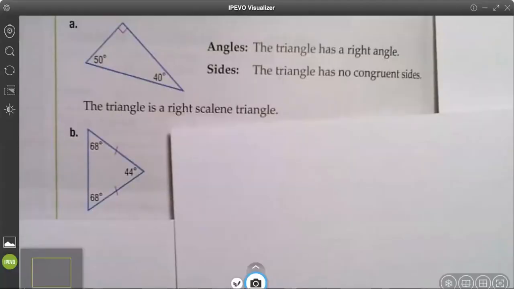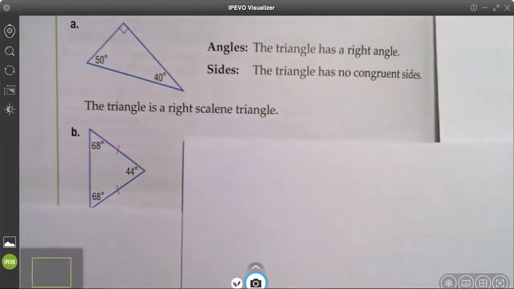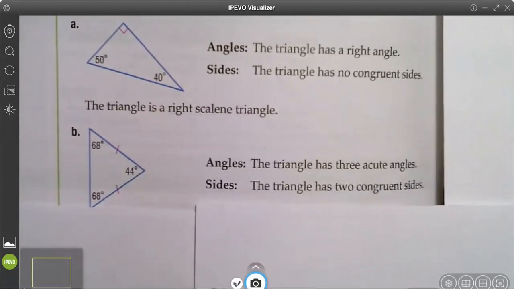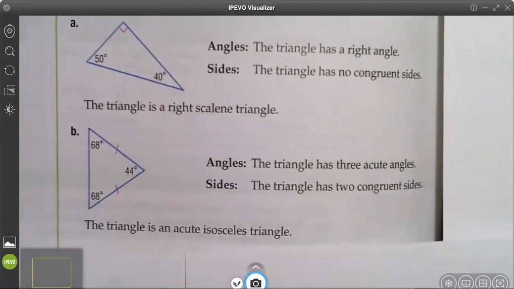Think about this one. How would you classify it by its angles and by its sides? The triangle has 3 acute angles. The triangle has 2 congruent sides. So this is an acute isosceles triangle. Acute because you have 3 acute angles, isosceles because you have 2 sides the same. You also have 2 angles the same.